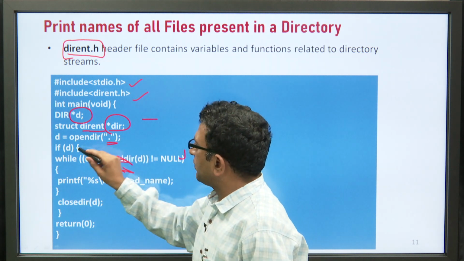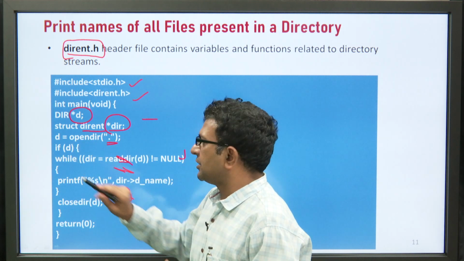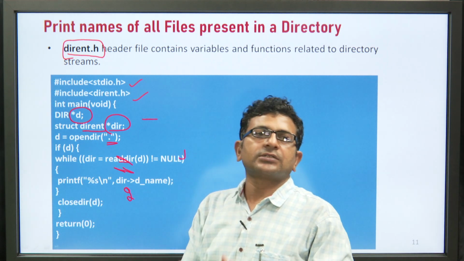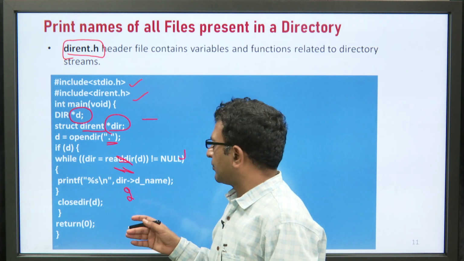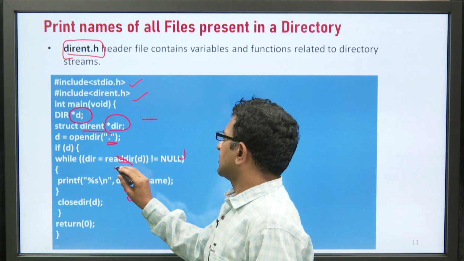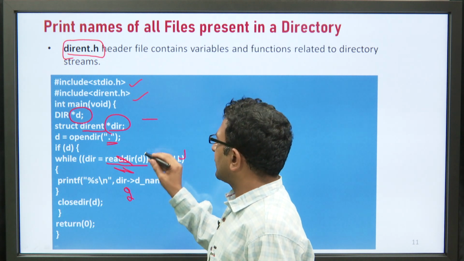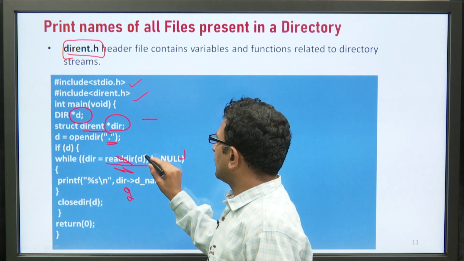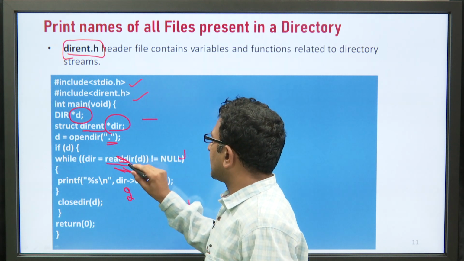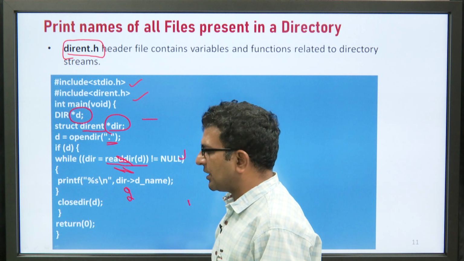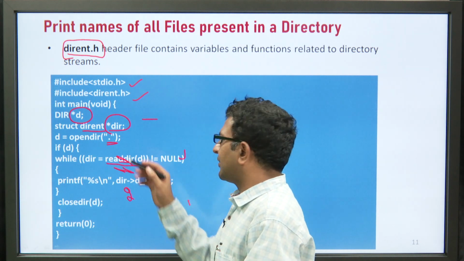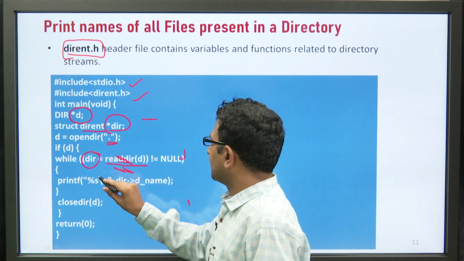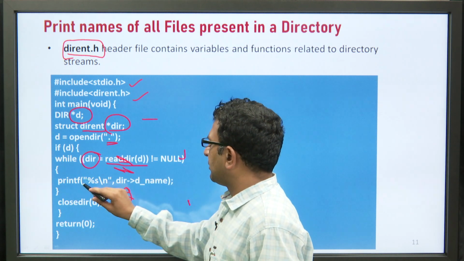Now once the directory is open, it will return some non-zero value, meaning it is okay. Inside the directory there are some folders, subdirectories, and some files. Now how can we read the directories, files, or folders? There is a function available in this header file, readdir. So we are passing this pointer variable and it will read the subdirectories, the folders, and the files, and return it to this dir pointer variable. Now if it is not null, it will be printed over here.